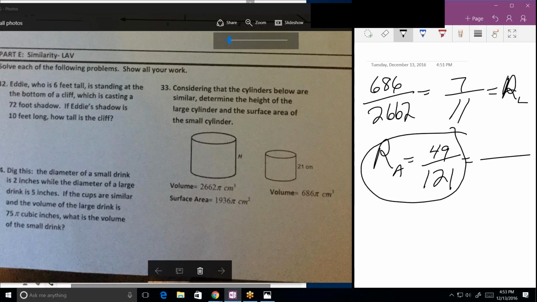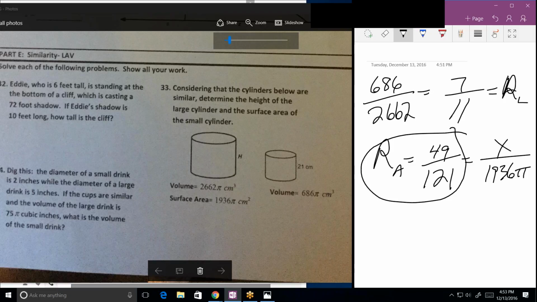So where does that go? In the numerator or the denominator? It goes in the denominator. So that's 1936 pi. That's what we're trying to figure out, x. In my ratios, I don't use the pi because I'm just going to have pi in the other one.